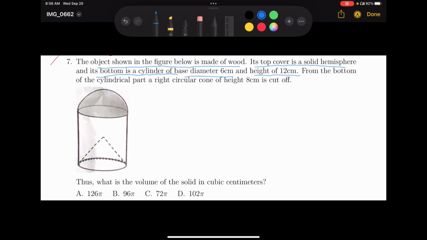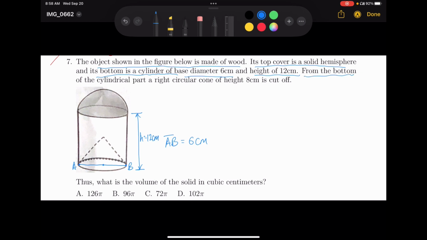So what is the diameter of the cylinder? It is 6 centimeters. If this is the center, the distance AB, the length of the line segment AB, how much is it? It is 6 centimeters. It is the diameter. And the height of the cylinder is 12 centimeters. So what is the distance from here to here? It is 12 centimeters. h is equal to 12 centimeters. This is the height of the cylinder.